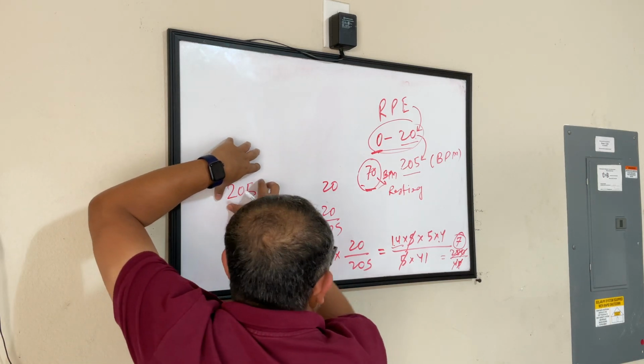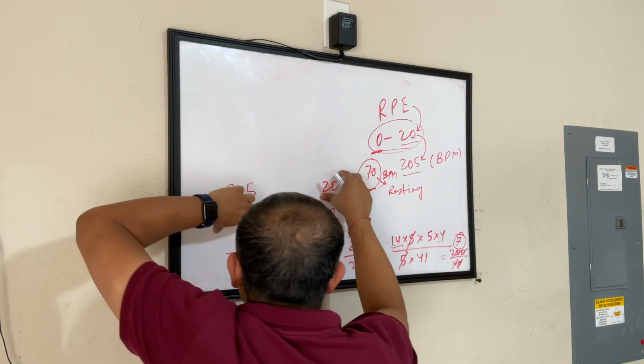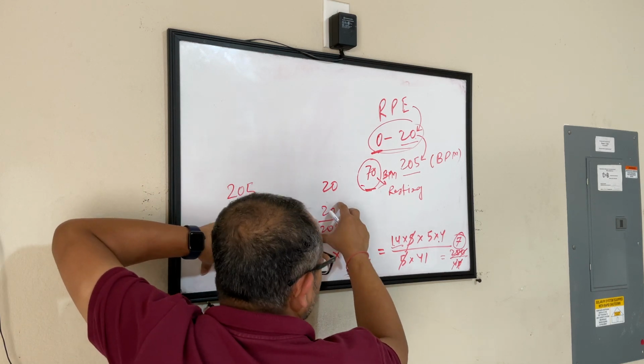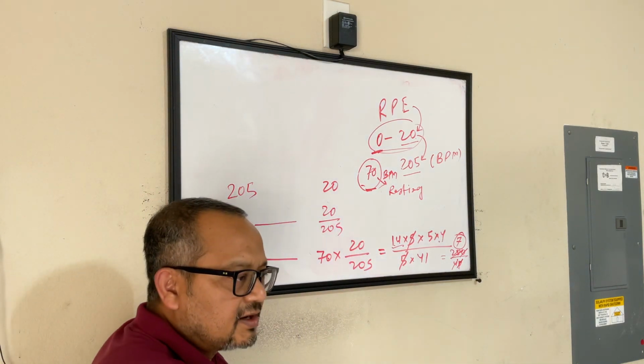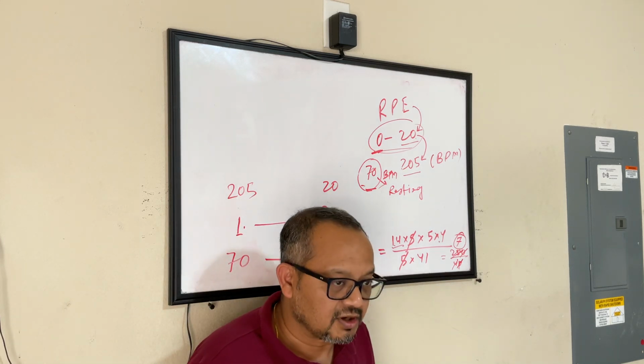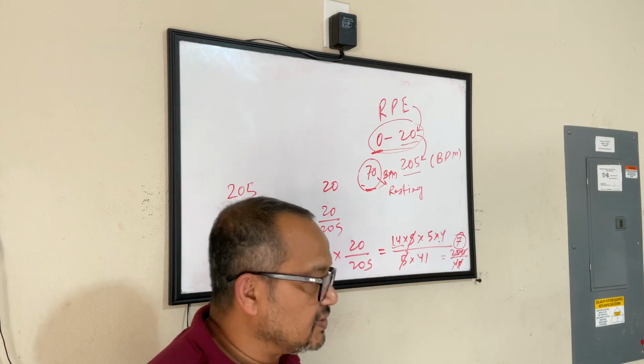205 BPM corresponds to a scale of 20. 1 BPM would correspond to 20 by 205. So 70 will be whatever is the value of 1 multiplied by 70. That's it. Very simple, straightforward approach. I'm not saying what you guys did was wrong. I'm saying, see if you find this one simpler.